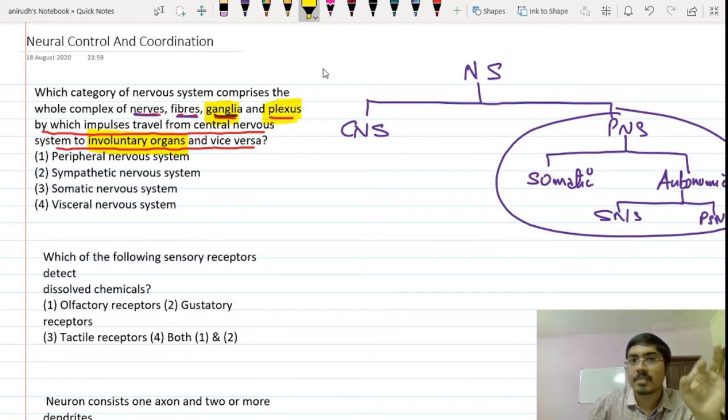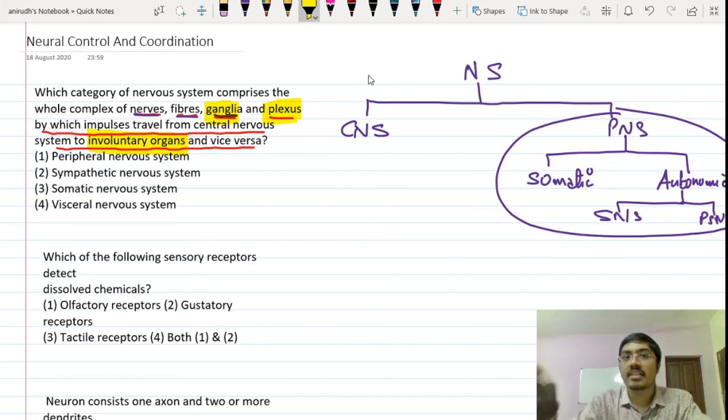Plexus. What is plexus? Plexus means a group of joining and diverging nerves. So it is a group of nerves, isn't it? Plexus simply means that these nerves are joining, then they are diverging, they are joining again. So this kind of joining and diverging, a mixing of nerves, is taking place over here. It's an interaction between nerves, you can say, plexus, by which impulses travel from the central nervous system to involuntary organs. Is it the sympathetic nervous system? Is it somatic? Is it visceral? Or is it the peripheral nervous system?